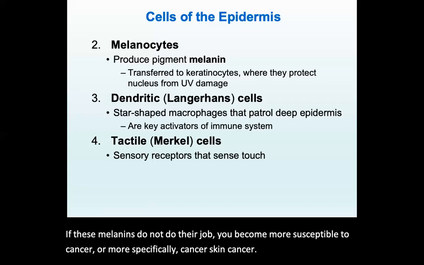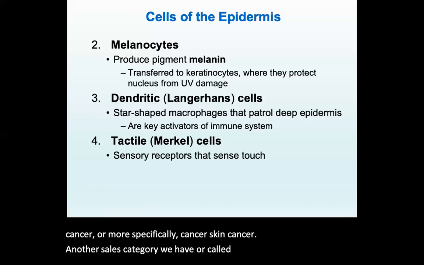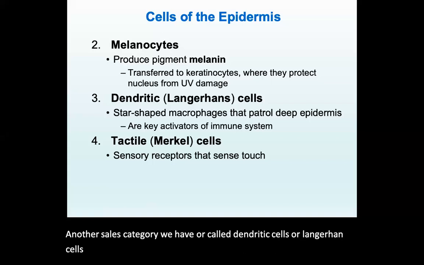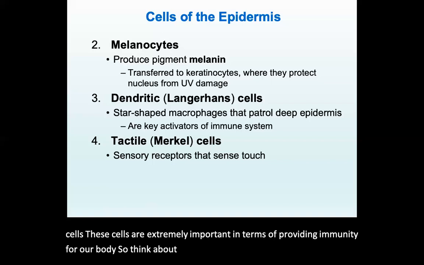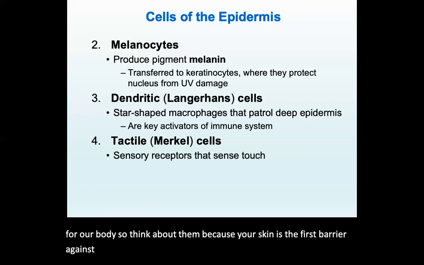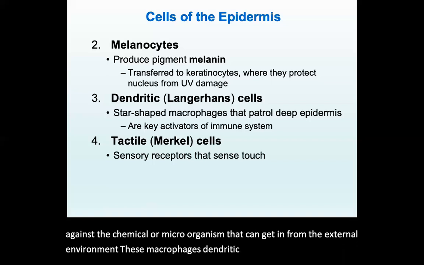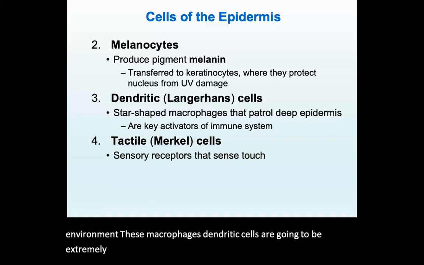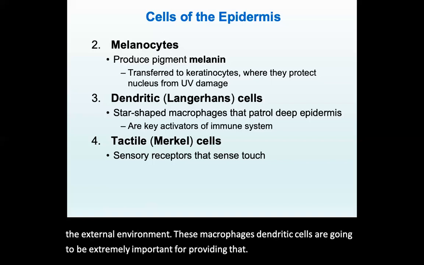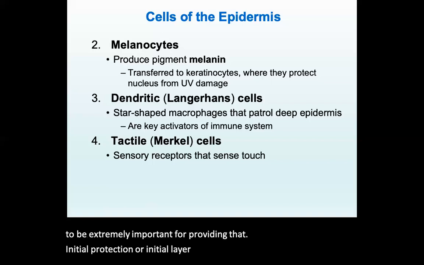Another cell category we have are called dendritic cells or Langerhans cells. These cells are extremely important in providing immunity for our body. Think about it: your skin is the first barrier against chemicals or microorganisms that can get in from the external environment. These dendritic cells are extremely important for providing that initial layer of defense against these microorganisms.